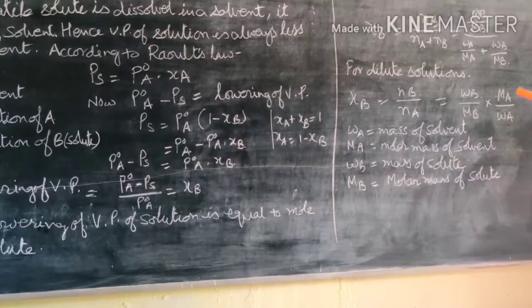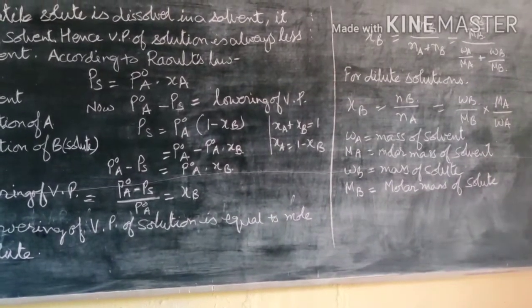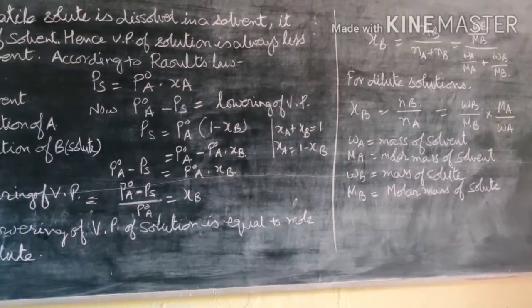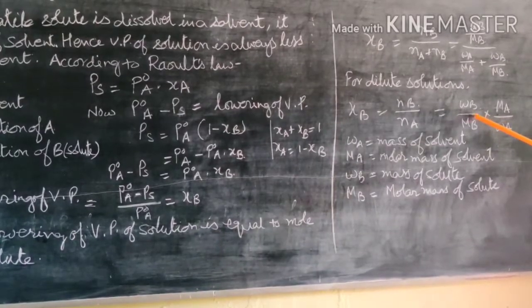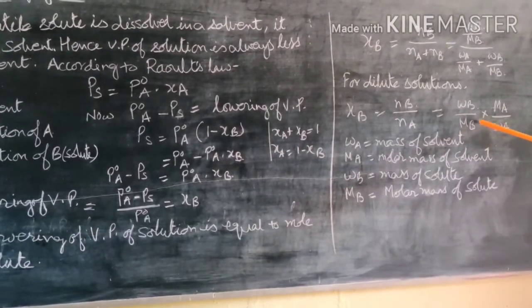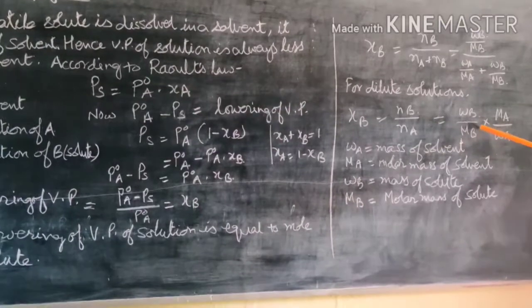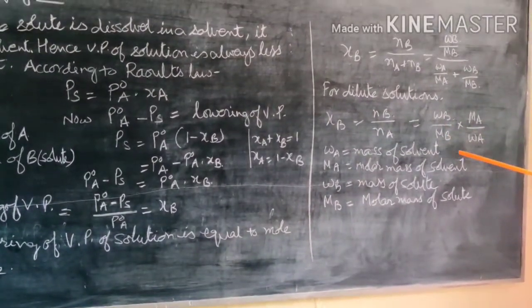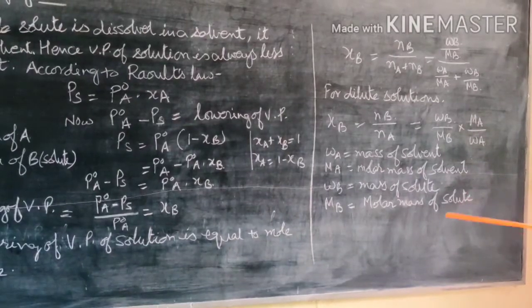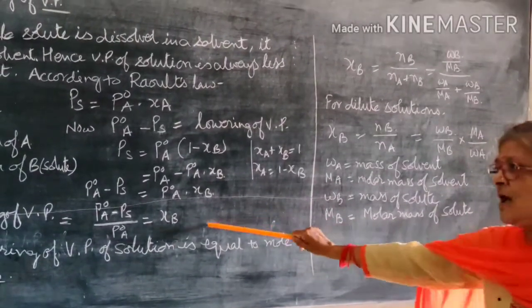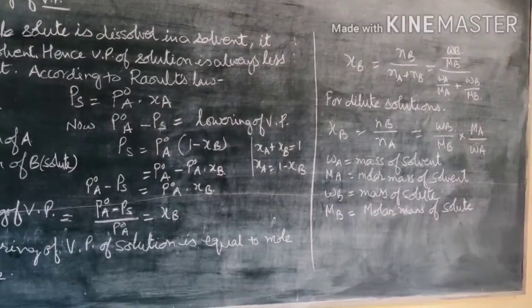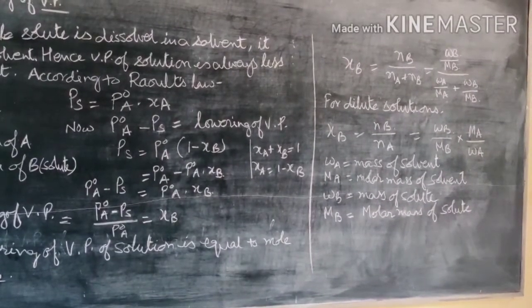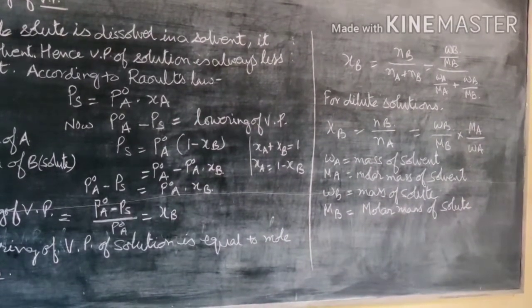So this colligative property, the relative lowering of vapor pressure, is used to find out the molar mass of the solute. We can find the molar mass of the solute if you put these values in this formula. In the next video we will see how we can determine the molar mass of the solute.